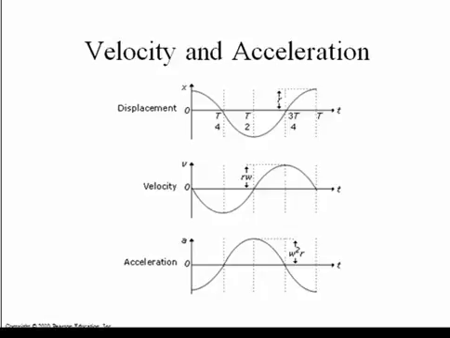negative sine graph. The oscillator experiences the most acceleration at the endpoints when it changes direction. If you take the slope of the velocity graph, you will find that the acceleration graph looks like a negative cosine graph.